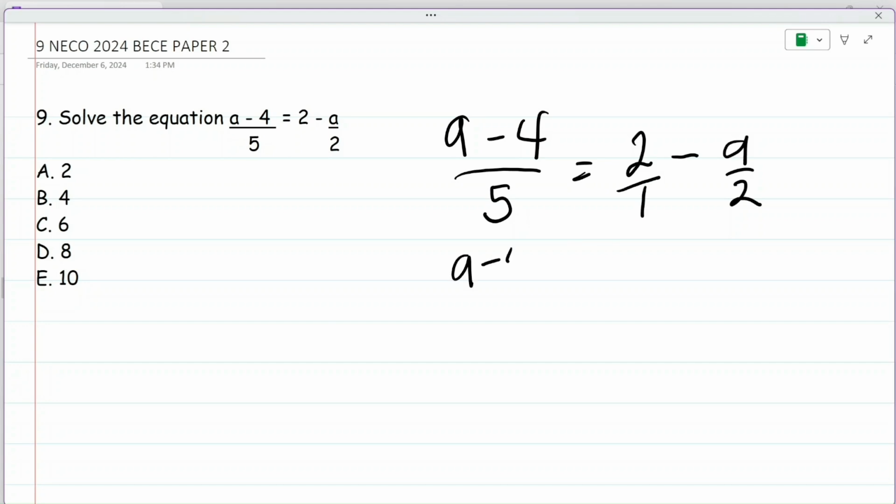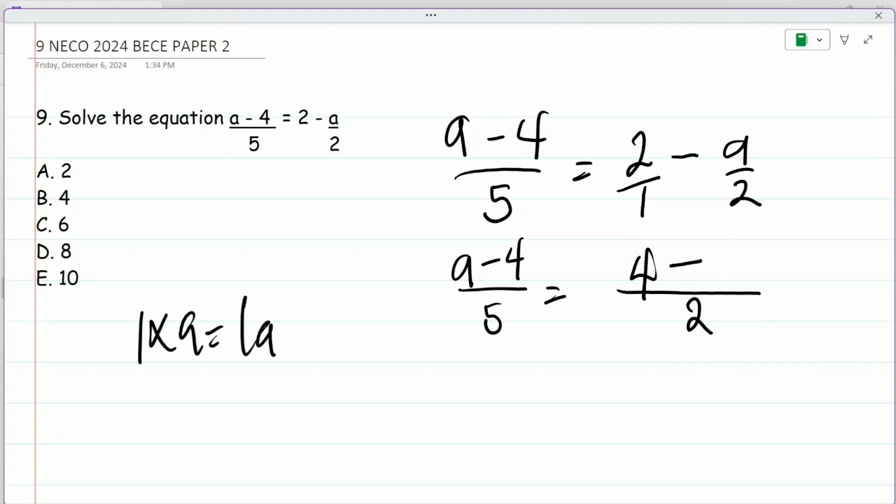You have a minus 4 over 5 equals, you can find the LCM on this side. LCM of 2 and 1 is 2. Then 2 divided by 1, that's 2. Then the result times this 2 here is 4. You put your minus sign. 2 divided by 2 is 1. 1 times a is 1a. You can simply just write a. You don't need to put the 1.